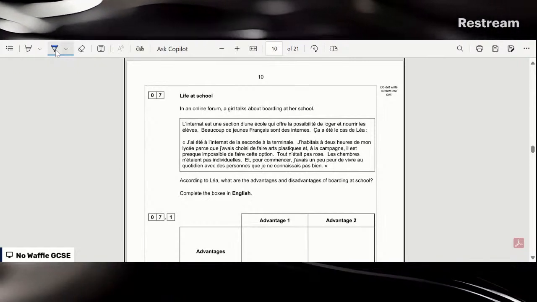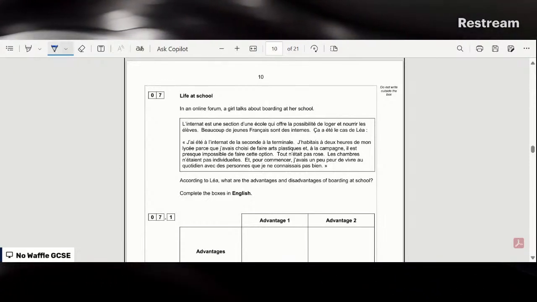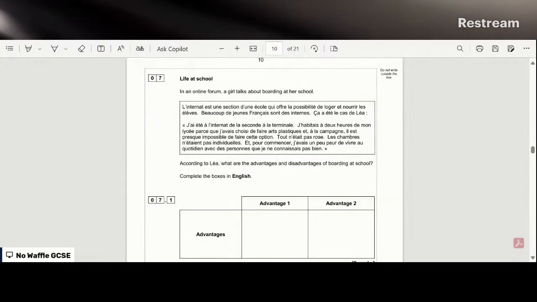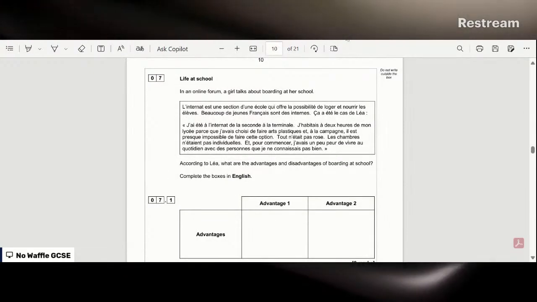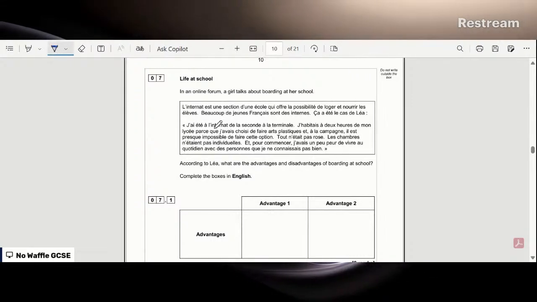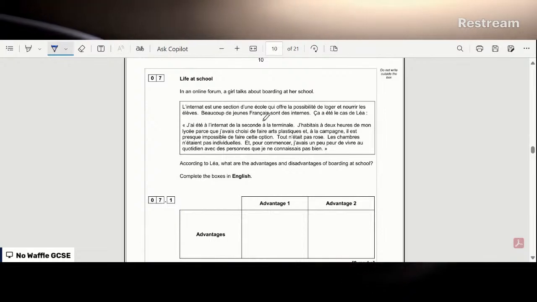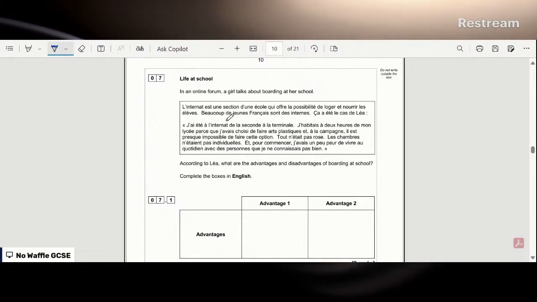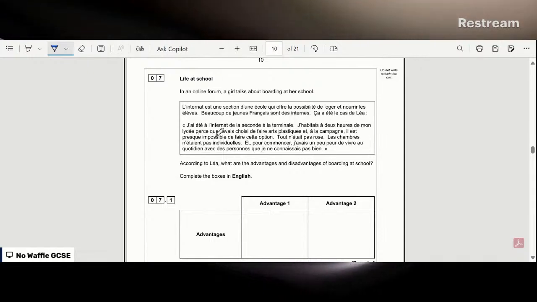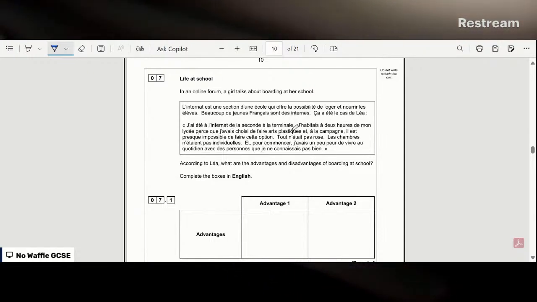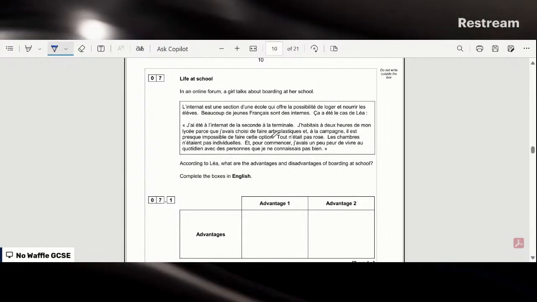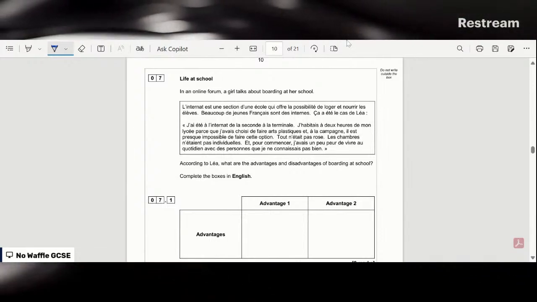Okay. Let's see. So, what is the task here? According to Leah, what are the advantages and disadvantages of boarding school? So, you have to take apart what she's saying. So, advantages, j'ai été à l'internat de la seconde à la terminale. J'habitais à 2 heures de mon lycée parce que j'avais choisi de faire arts plastiques à la campagne. Il est presque impossible de faire cette option.